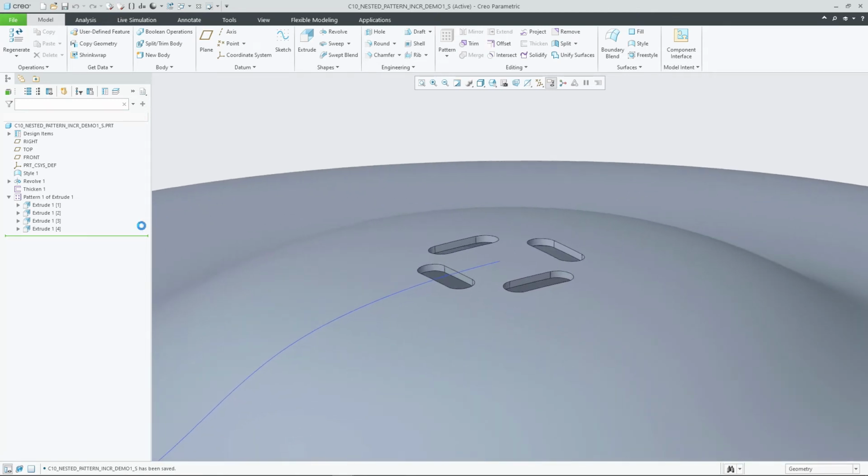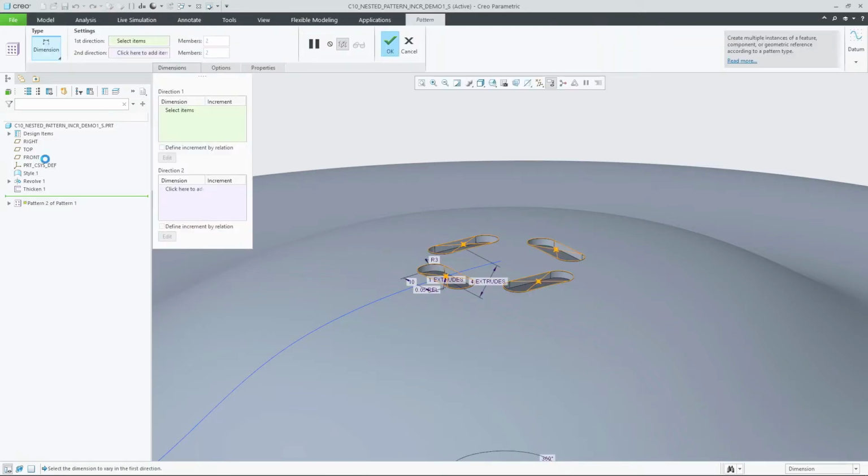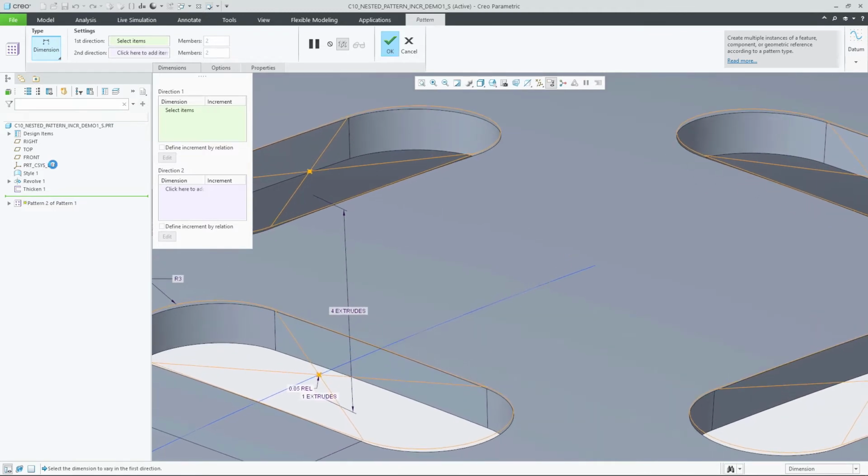In Creo 10.0, there's more flexibility in dimension patterns for nested pattern situations. This refers to pattern of pattern use cases, where the outer pattern is supposed to drive incremental changes in the pattern members count of the inner pattern.